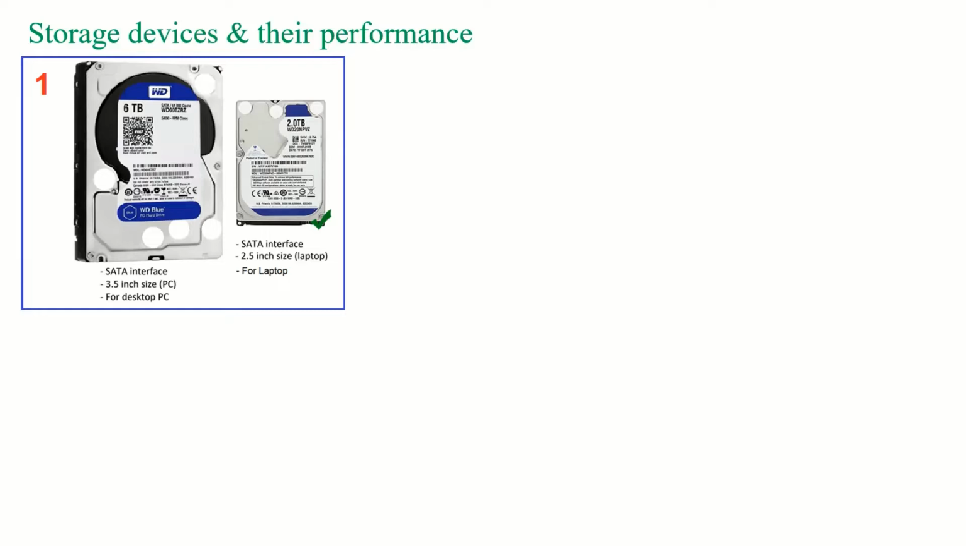The larger disk in this image is a 3.5-inch hard disk that is commonly used in our desktop computers as well as servers. The smaller one on the right side is a 2.5-inch hard disk, which is used in laptop computers. So this is what is used in laptops, whereas this one is used in desktop computers.